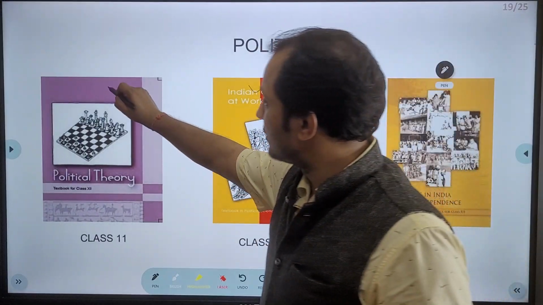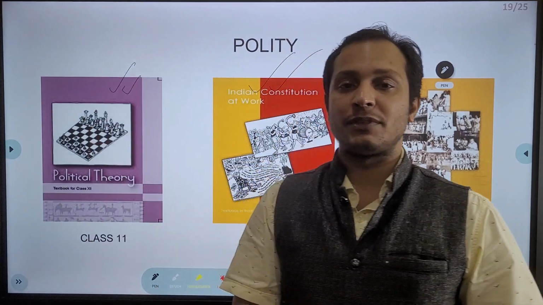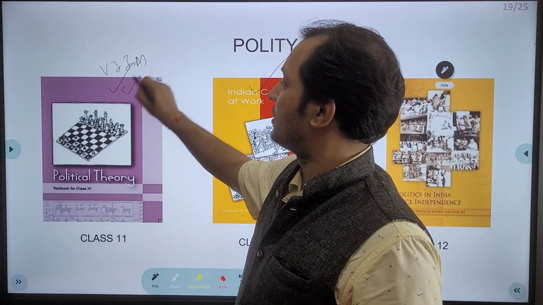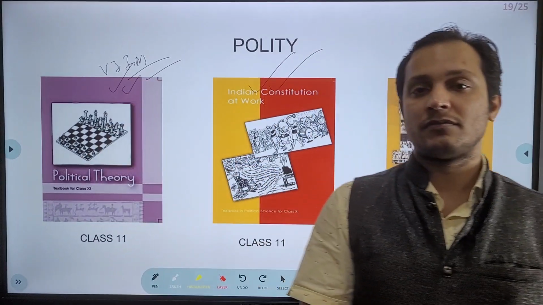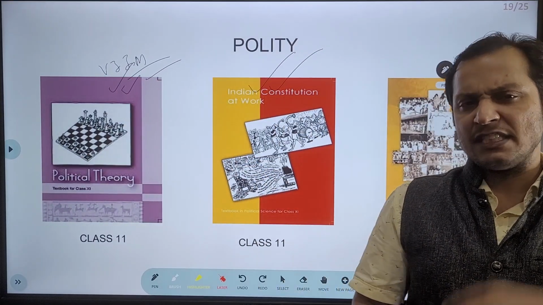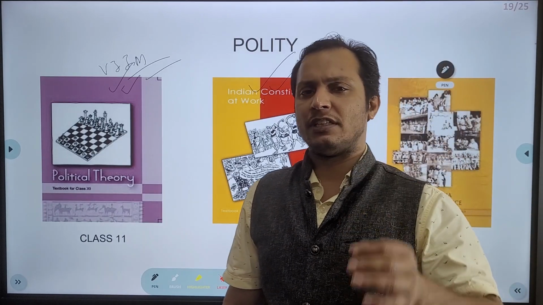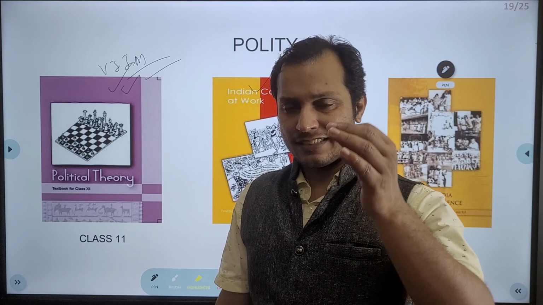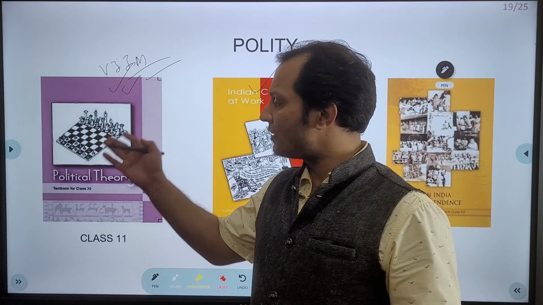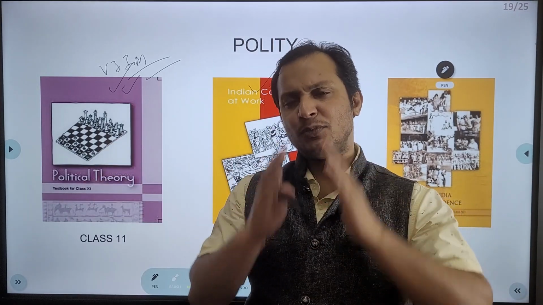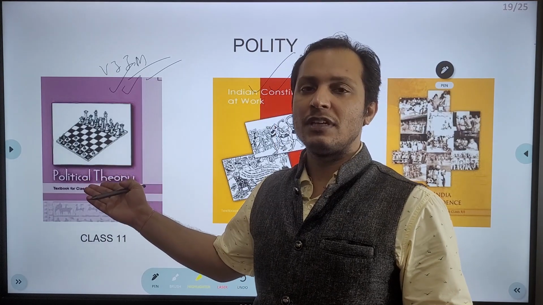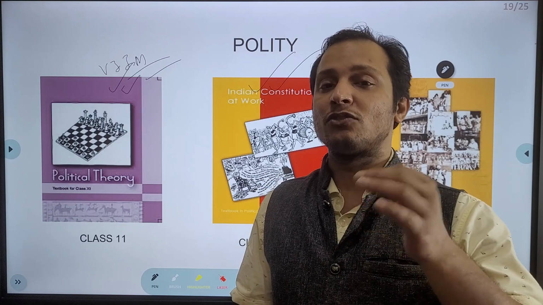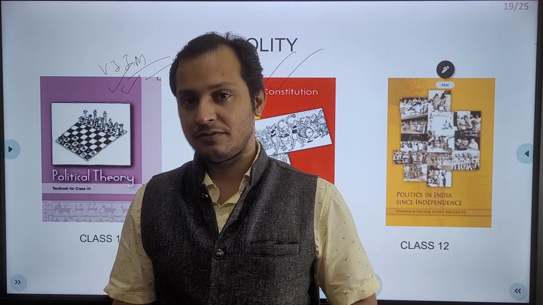Then this book is generally ignored by many aspirants. This is a very, very important book. Please don't miss this book. Major concepts of polity, social justice, freedom, citizenship, secularism, all these concepts are explained very beautifully in this book, and understanding of these concepts is very essential in your GS2 preparation and GS1 preparation.